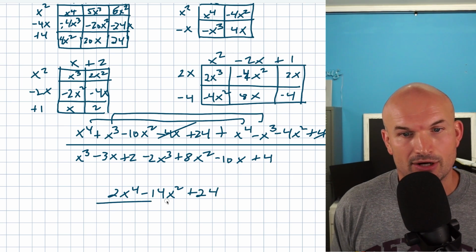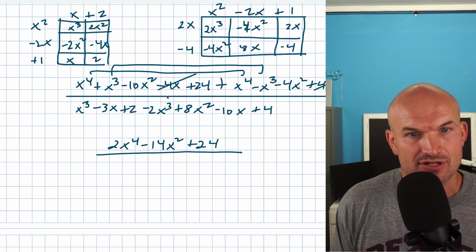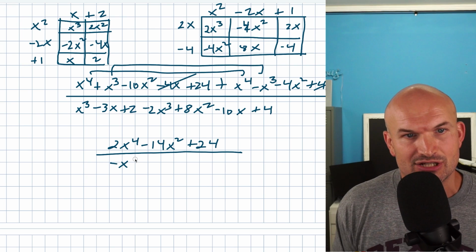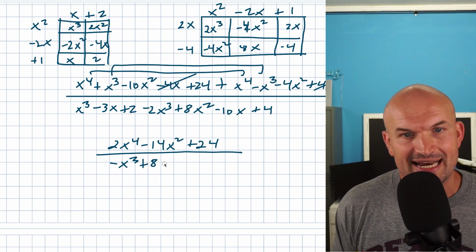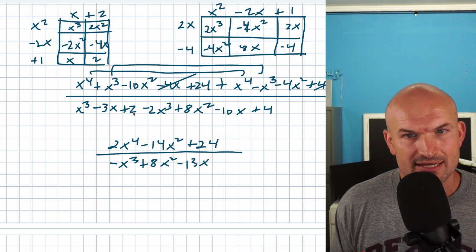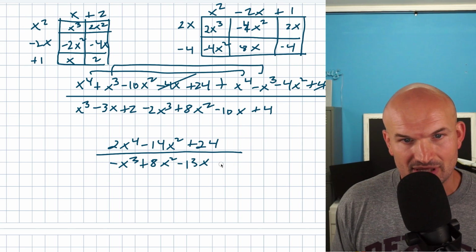Now in my denominator over here, let's see what we have. So we have some x cubes. So when I add those up, it's going to give me a negative x cubed. I have a positive 8x squared. Let's see, that's going to be a negative 13x. And looks like that's going to be a plus 6.